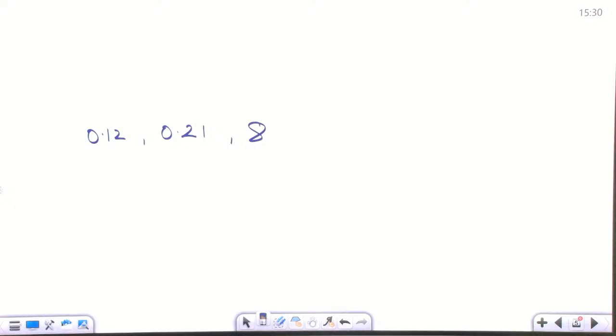14. Good. 14 is the right answer. Is it done or not? Okay, look at the board then.